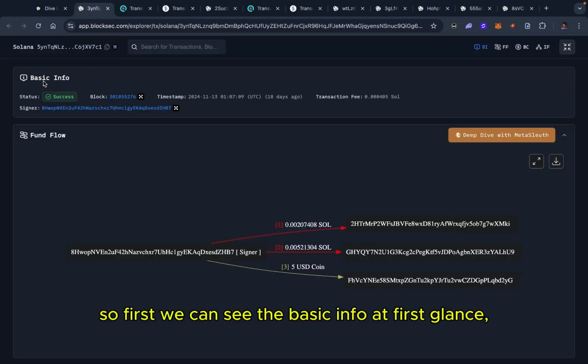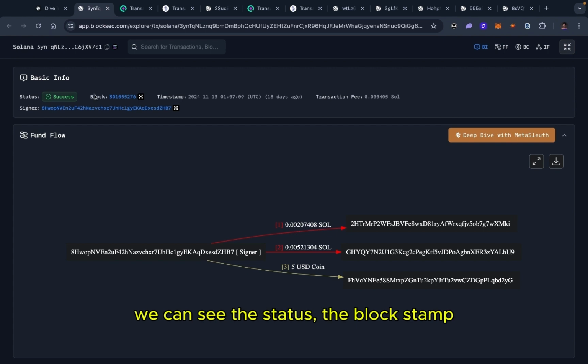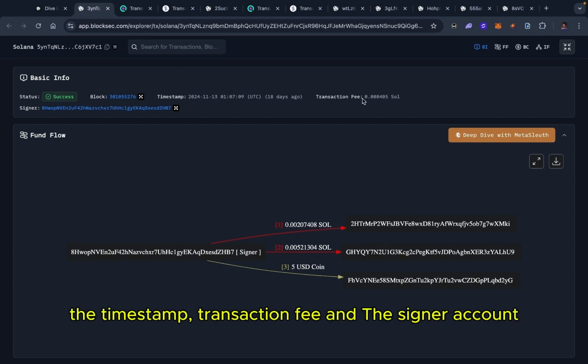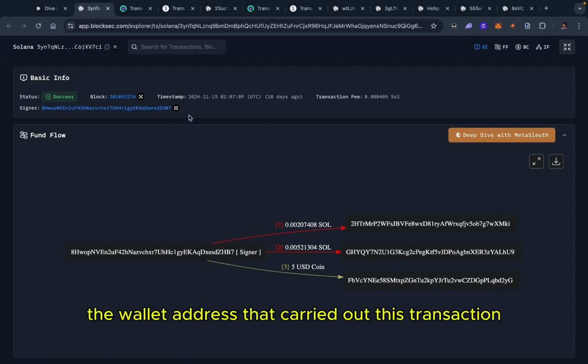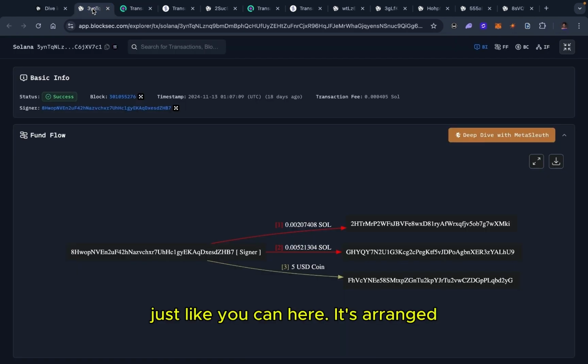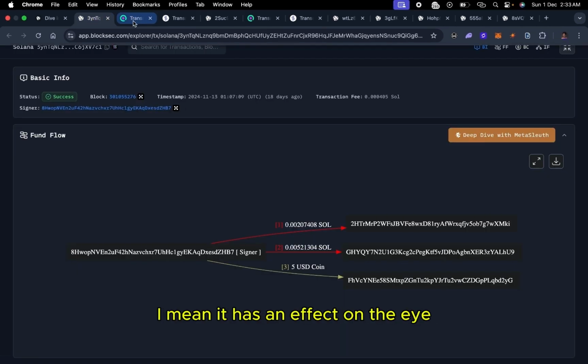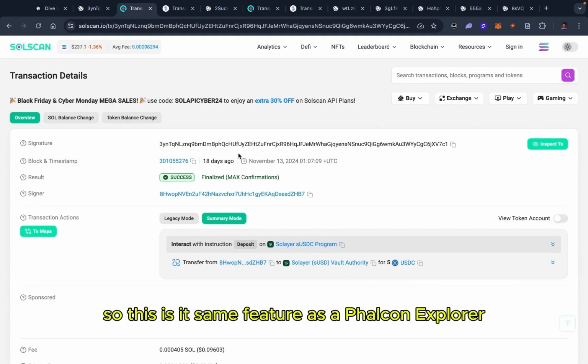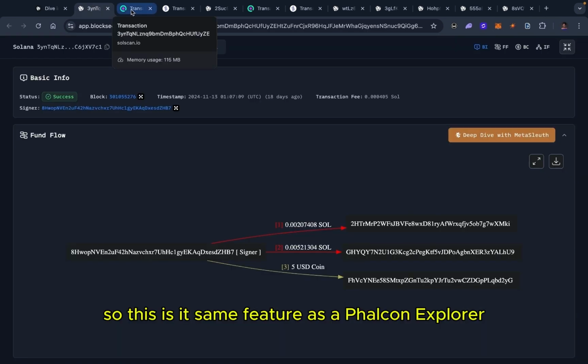So first, we can see the basic info at first glance. You can see the status, the block stamp, the timestamp, transaction fee, and the signer account, the wallet address that carried out this transaction. On Solscan, it's the same thing, but you don't get it at first glance, just like you can here. It's arranged. I mean, it has an effect on the eye. So this is it. Same feature as on Phalcon Explorer.